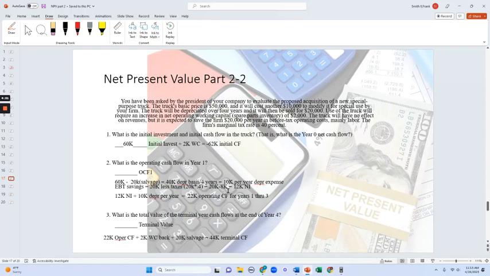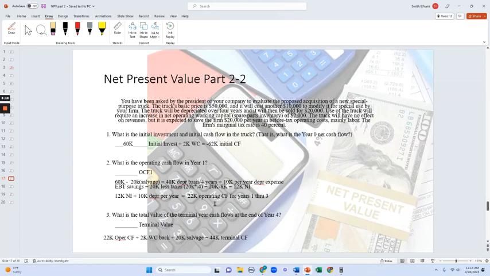Well, it's 1 through 3. It's another 22 in year 4, but we add terminal value to it. So what's the terminal value? There's your $22,000 operating cash flow, and you get your $2,000 working capital back. We're presuming we sell the truck for exactly what we wrote it off to, so $20,000, so there's no tax ramifications. So the terminal cash flow will be $44,000.